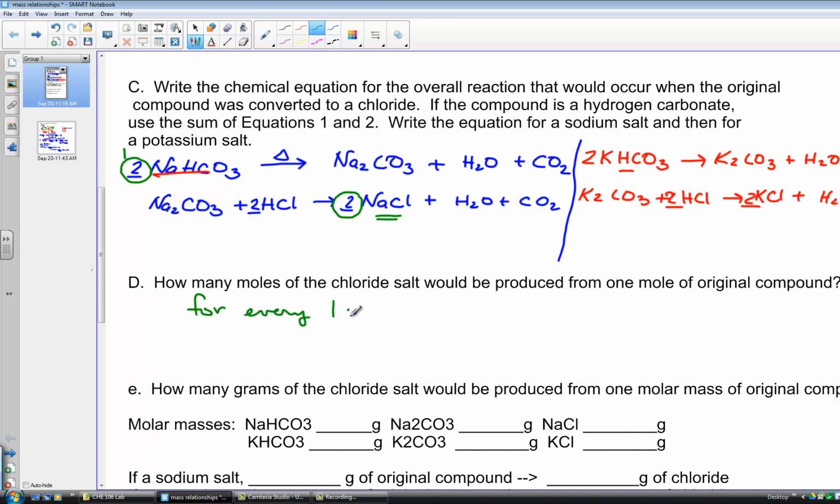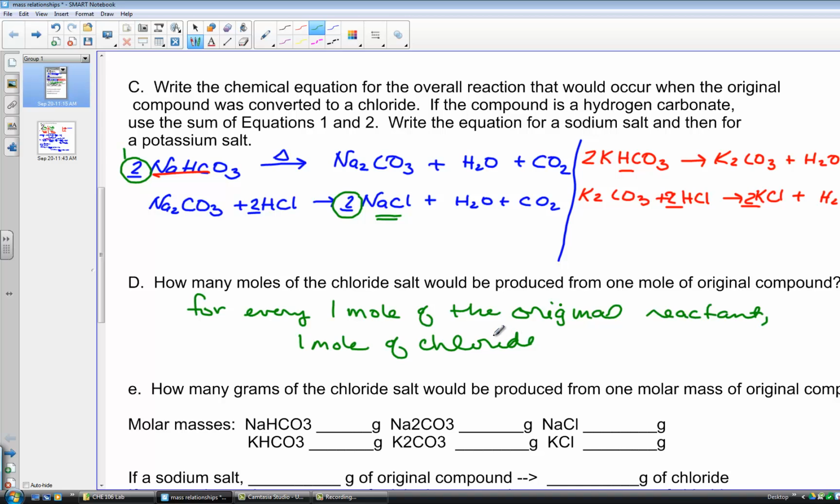For every 1 mole of the original carbonate, of the original bicarbonate, of the original reactant, we can say 1 mole of chloride salt would be produced. And really that's nothing more than a little stoichiometry. If I started with 3 moles, I'd produce 3 moles because they are indeed the same number. Whatever I start with, in mole value, not mass, but in mole, I'll produce the same amount.